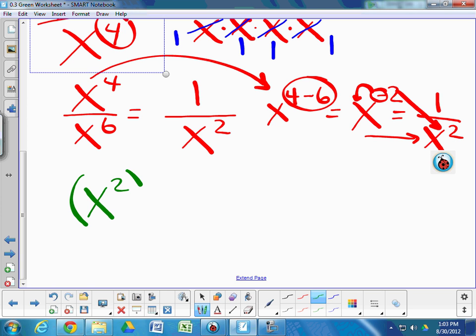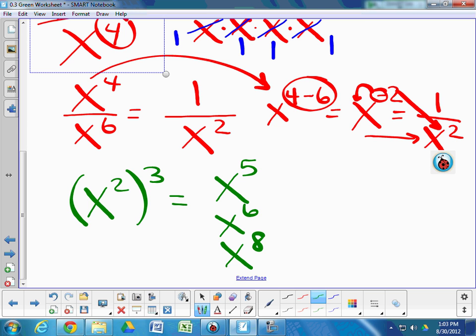power to a power. Is this x to the 5, x to the 6, or x to the 8? Because 2 cubed is 8. Those are your options. It is x to the 6, and here's why.